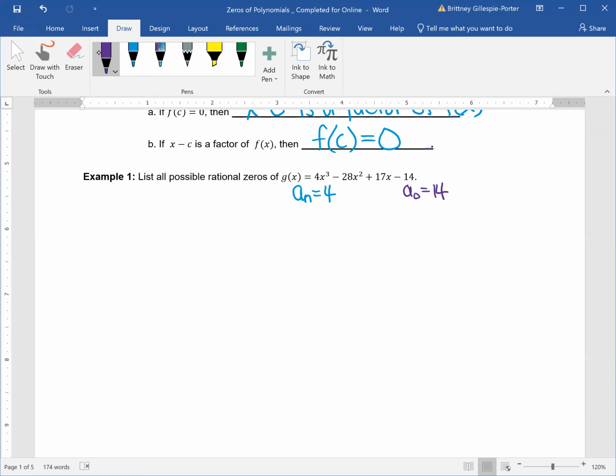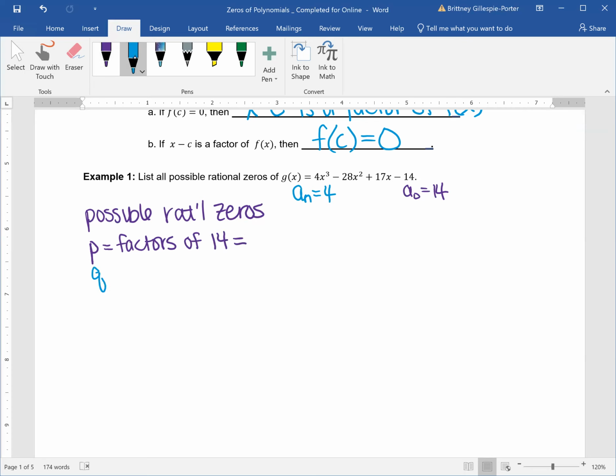Here we want to try to find the possible rational zeros. So to find the possible rational zeros using the rational zeros theorem, we first need to look at the factors of 14 and 4. So mind your P's and Q's, mind your pints and quarts. So P is going to be our factors of our constant term, which is 14. And then our Q is going to be our factors of our leading coefficient, which is 4.